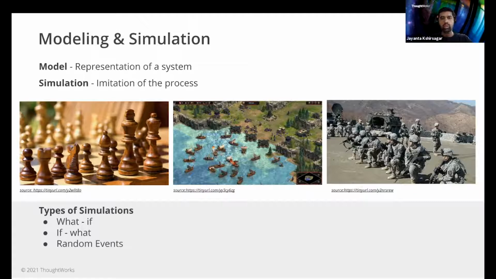So basically, a model is nothing but a representation of a system. And what is simulation? Simulation is nothing but that system in action. When we put the system in action, it starts imitating its behavior and we observe what is happening. That is known as simulation. There are multiple types of simulations. If we want to categorize, we can think of what-if, what, and random events. We'll see what these simulations mean.